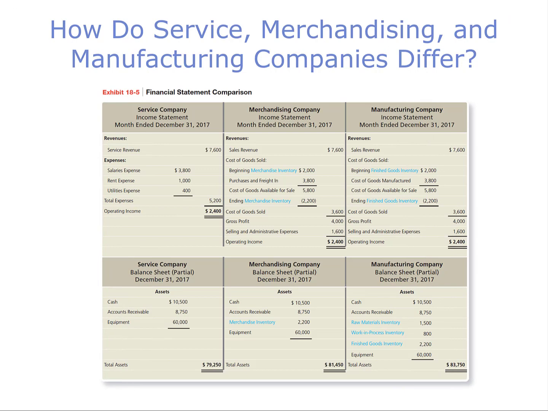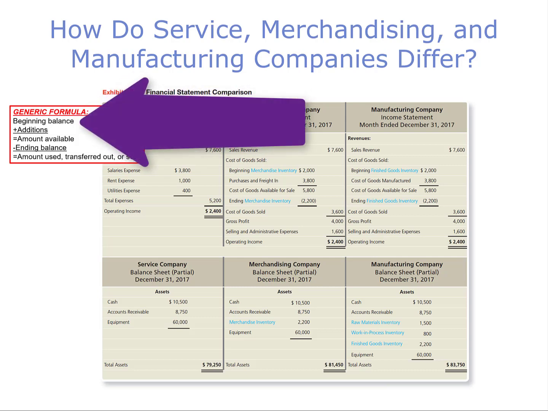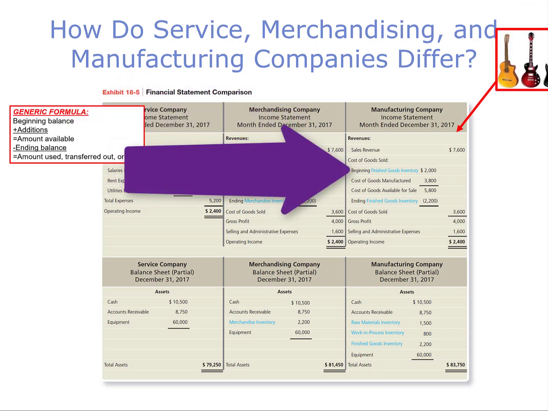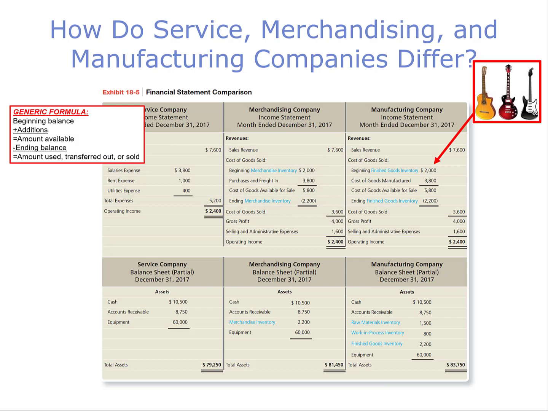Now let's look at how COGS, cost of goods sold, is calculated for a manufacturer. First, we need our generic formula for amount used, transferred out, or amount sold. So our generic formula starts with beginning balance. We start not with the beginning merchandise inventory, but with beginning finished goods inventory. These were the finished goods that had not been sold at the end of the previous accounting period. They become the beginning finished goods inventory of the next accounting period.